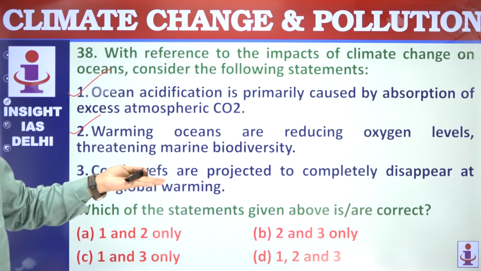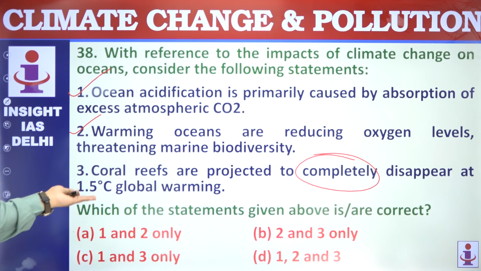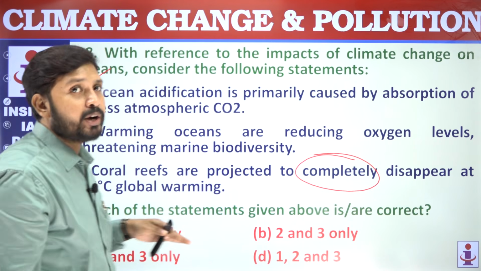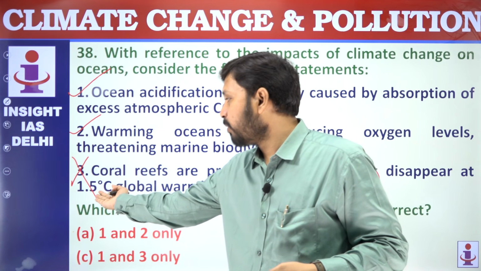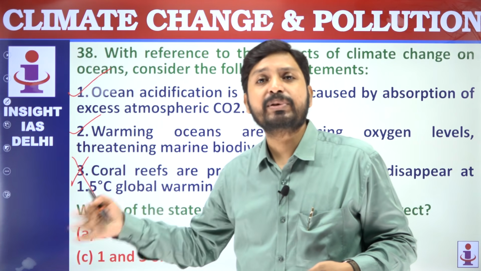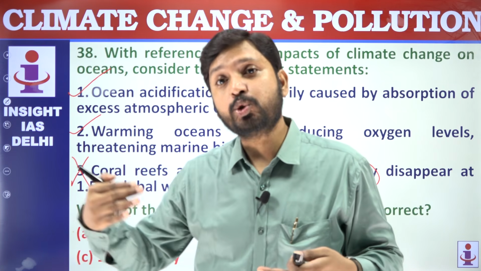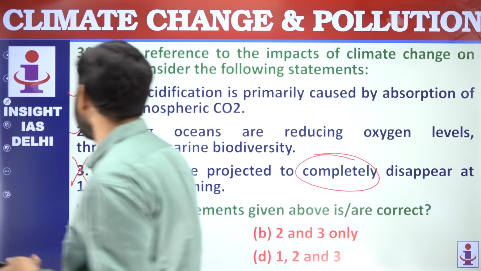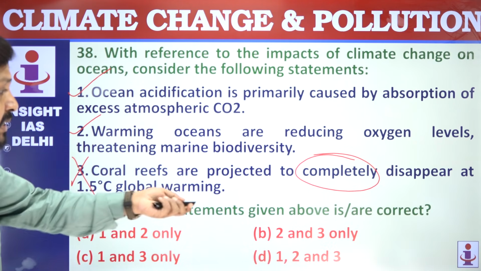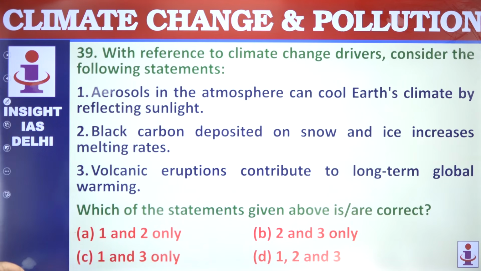Coral reefs are projected to completely disappear at 1.5 degrees centigrade global warming. See once again, this is the extreme statement, so this is the wrong statement. For example, according to the IPCC, with an increase of global temperature by 1.5 degrees, almost 70 to 90% of the coral reefs will be eliminated. And if the temperature is increased to 2 degrees, then more than 99% of coral reefs will be eliminated. So this statement is wrong. Only 1 and 2 are correct, and they are asking for the correct statement. So the answer will be A, because 1 and 2 are there in this one.